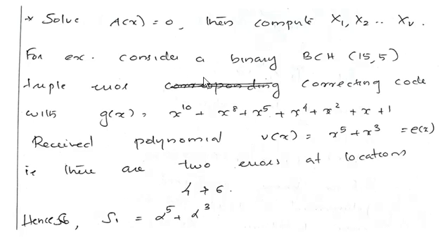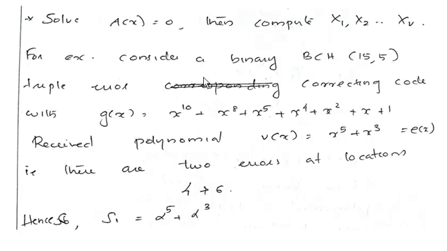So for that we can see one example. In this example, we have a binary BCH (15, 5) triple error correcting code with g(x) equal to x raised to 10 plus x raised to 8 plus x raised to 5 plus x raised to 4 plus x square plus x plus 1.